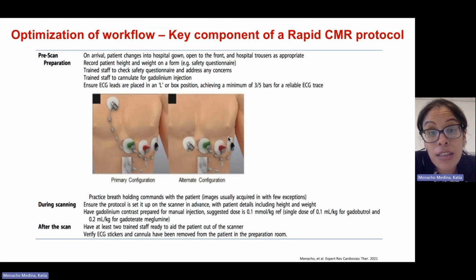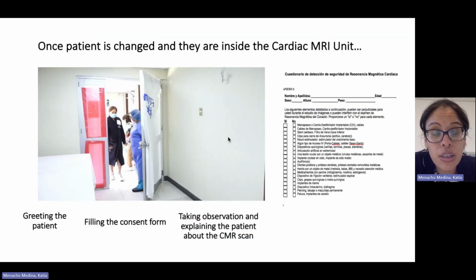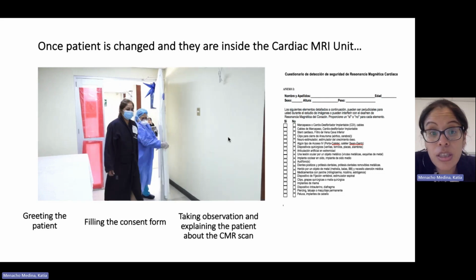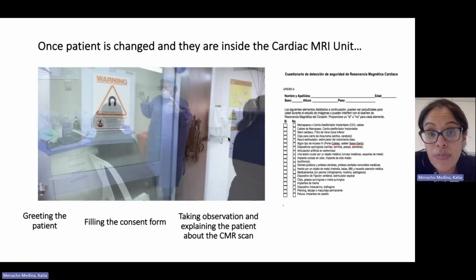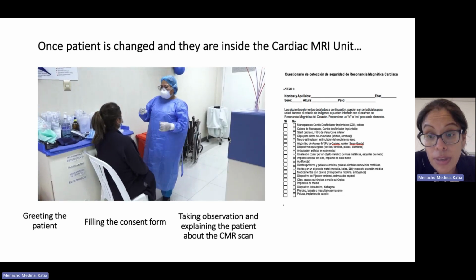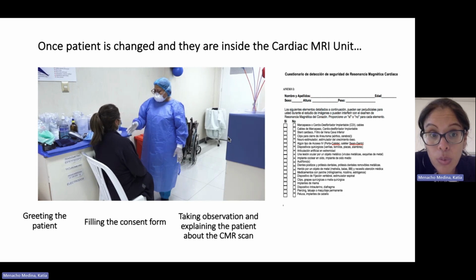And finally, I want to go through the workflow. So there are several options. For example, first, the radiographers need to be familiar with the scanner, and so the correct position of the ECG. Here, for example, you can see the patient is already changed. The nurse is already greeting the patient and bringing them inside the cardiac unit, around the area where we will put the cannula.